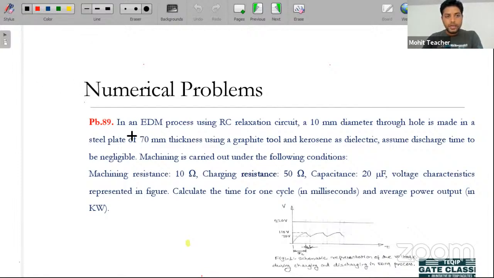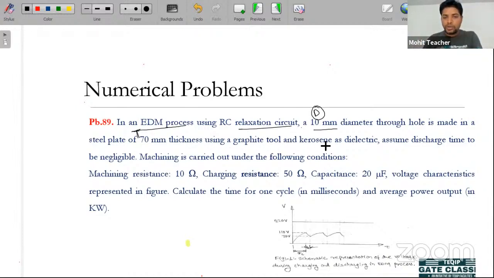Okay. In an EDM process using an RC relaxation circuit, a 10 mm diameter through hole is made in a steel plate of 70 mm thickness. Diameter is given, that is capital D. देखिए, thickness को हम small t से represent करते थे, but यहाँ पर small t से हम time को represent कर रहे हैं, तो मैं यहाँ पे capital T लिख देता हूँ, ठीक है। Capital T is representing the thickness or the depth, okay, 70 mm.